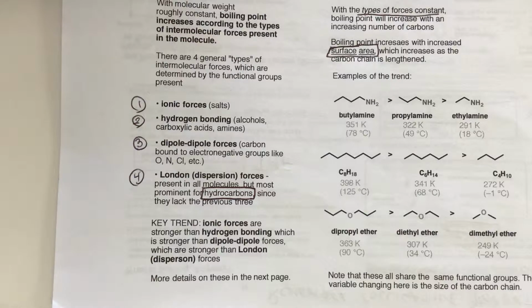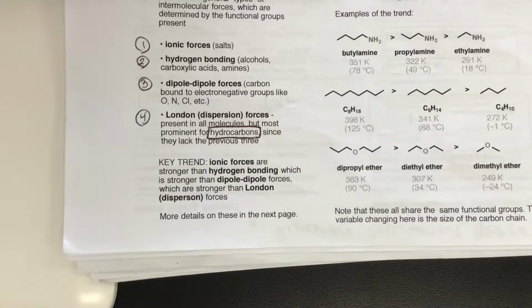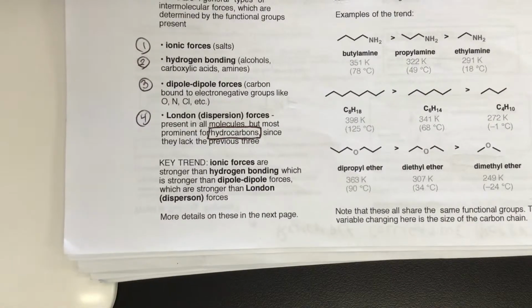These are ones where you've got a carbon that's bound to something that's more electronegative, like an oxygen, a nitrogen, a chlorine, that kind of thing. And then, if you don't have any of those, all kinds of molecules have these very weak intermolecular forces that hold them together.